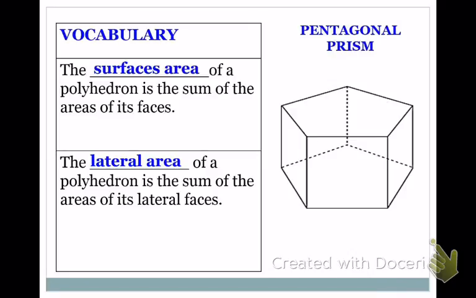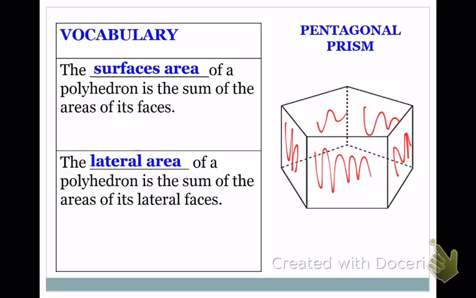Okay? The lateral area, that would not be the total surface area. The lateral area is just the area of the lateral faces. So these rectangles. Okay? Again, lateral meaning side.